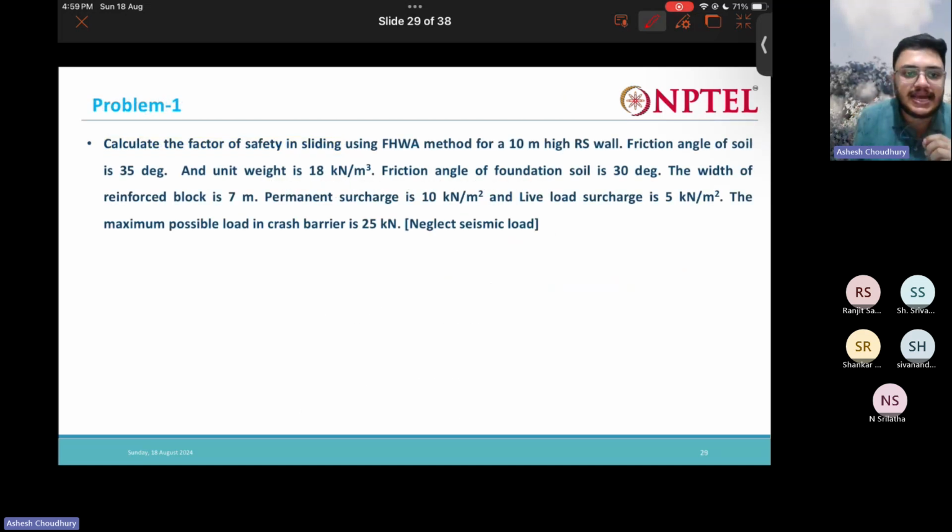Okay, so the question is: calculate the factor of safety in sliding using the FHWA method for a 10-meter high reinforced soil wall. The friction angle of the soil is 35 degrees and the unit weight is 18 kN/m³. Friction angle of foundation soil is 30 degrees. The width of the reinforced block is 7 meters. Permanent surcharge is 10 kN/m². Live load surcharge is 5 kN/m². The maximum possible load in the crash barrier is 25 kN.